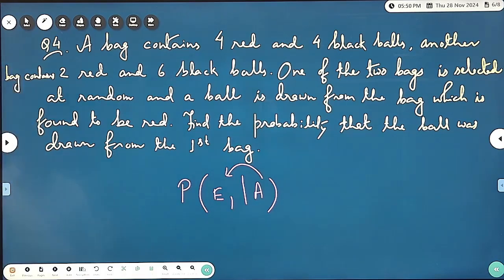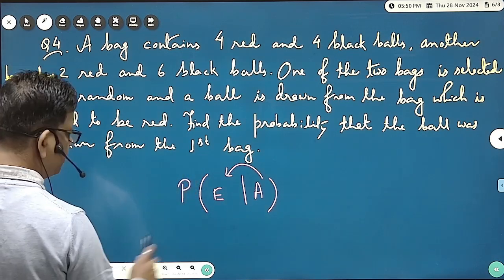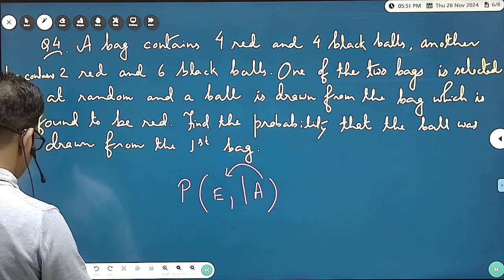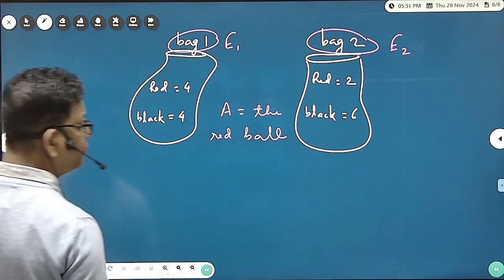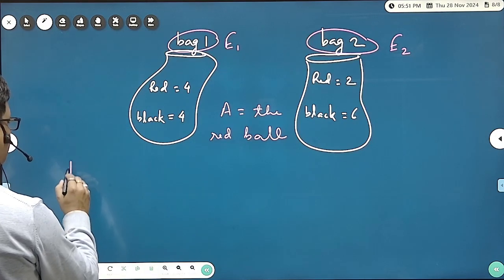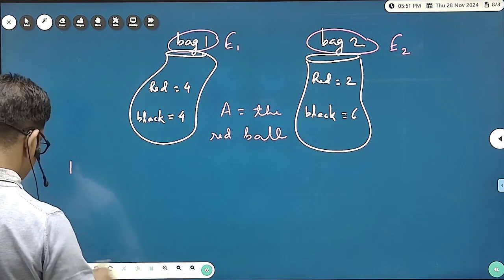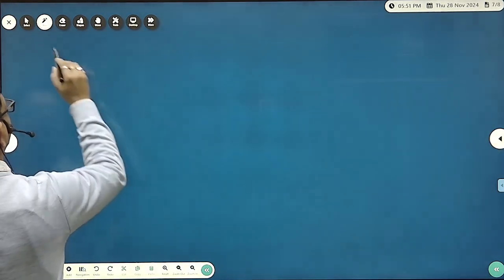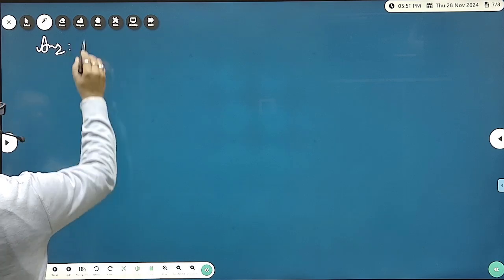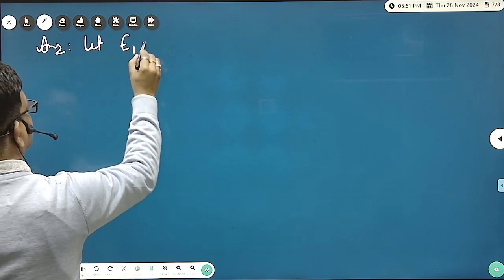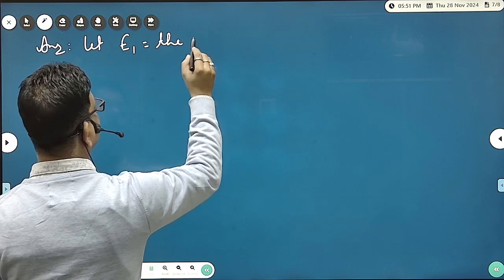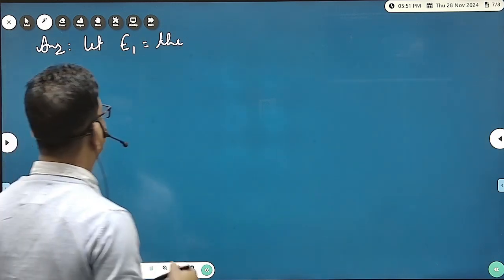If the same question comes, find the probability that the ball was drawn from the second bag, then what will you do? E2. How this formula works, I am going to explain after some time, but you got it now? Now, what you have to do? Let us answer the question. Let E1 equal the first bag. You can make your lines shorter because it is an MCQ based paper, but I am bound to do all the steps, only then can you understand.